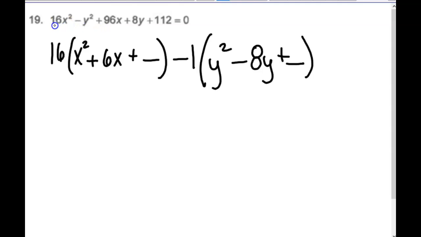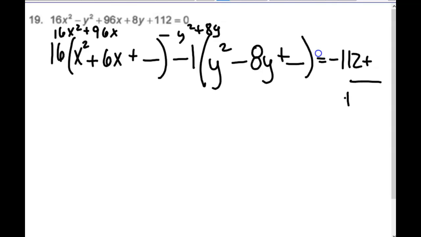Okay, I probably should have said 16x squared plus 96x. Then back here was a minus y squared plus 8y. I'm taking out a -1. Over here I have a -112. I always hate this because half the class is lost and not paying attention. The other half the class is really good at these.